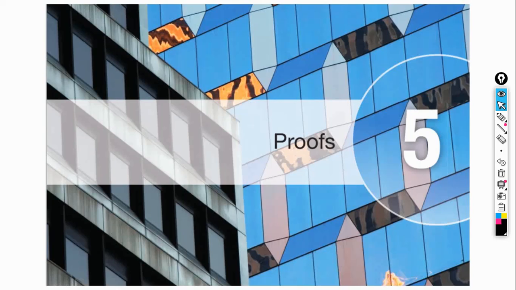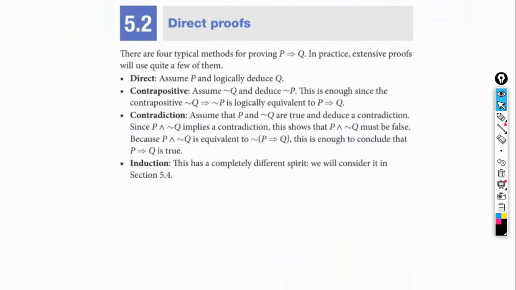Hi everybody. In this video we're going to continue with Chapter 5, Proofs, specifically into Section 5.2, Direct Proofs. So there are four typical methods for proving the implication if P, then Q. In practice, extensive proofs will use quite a few of them. First we have the direct proof, which is where we assume P and logically deduce Q.